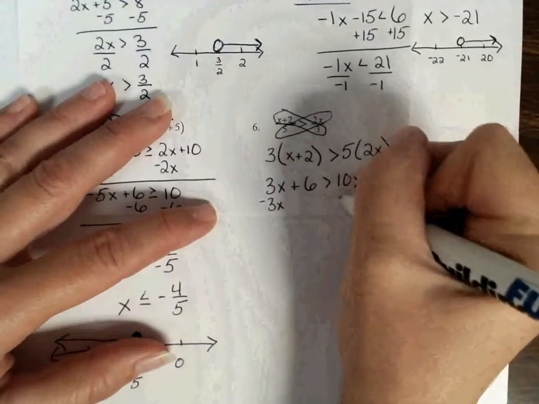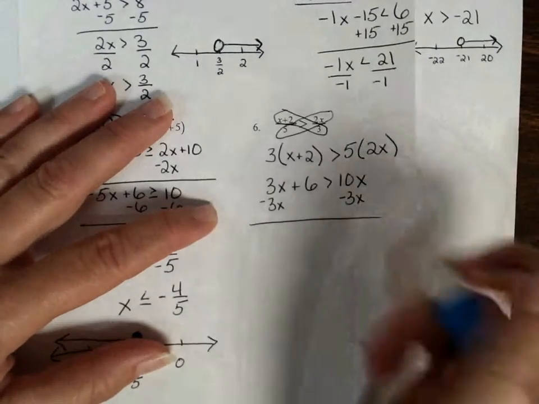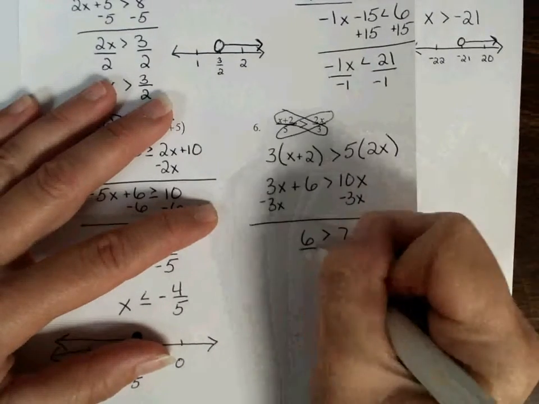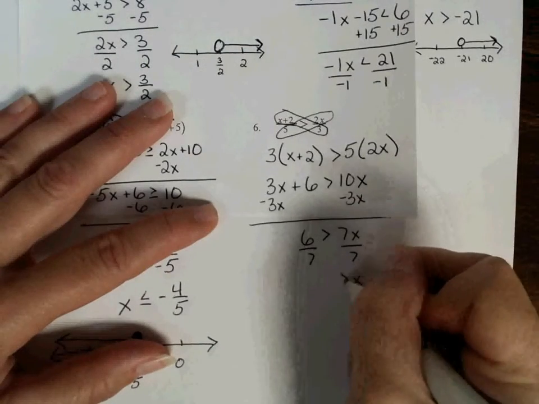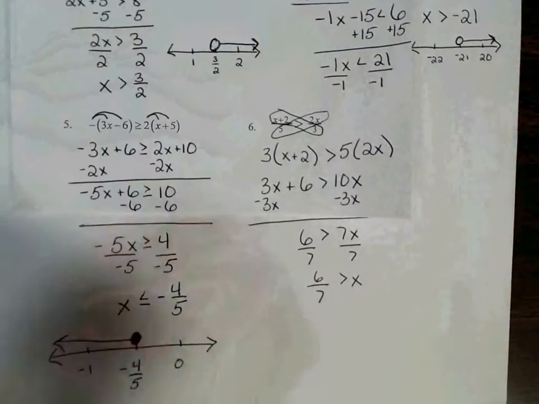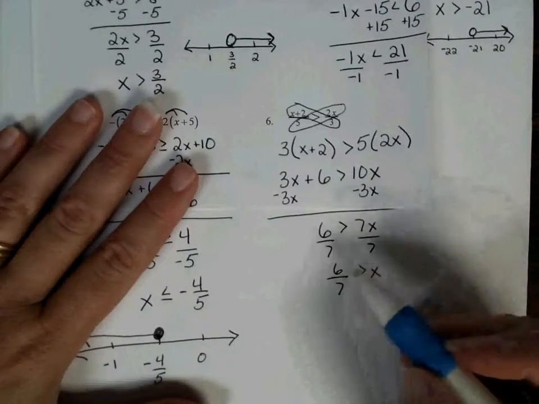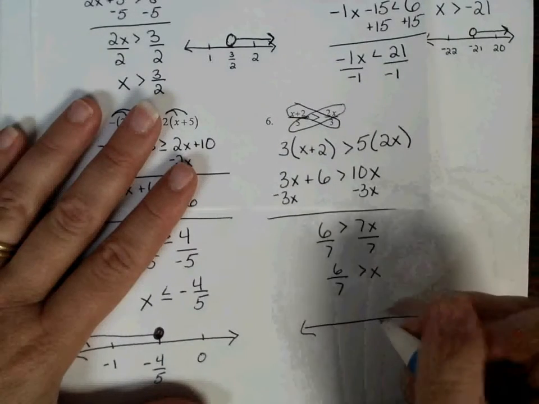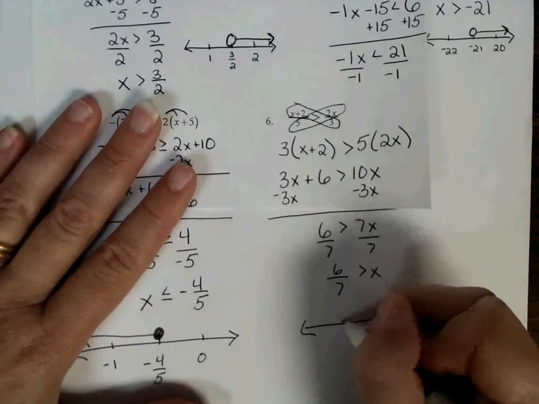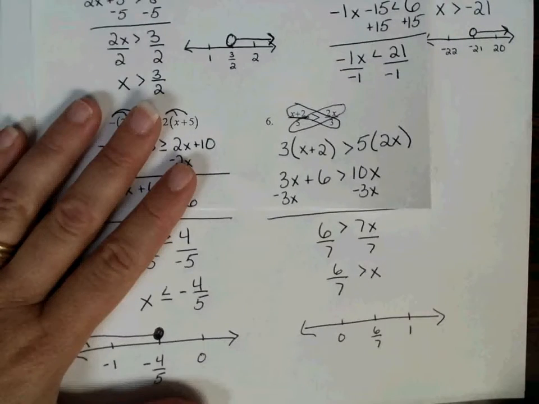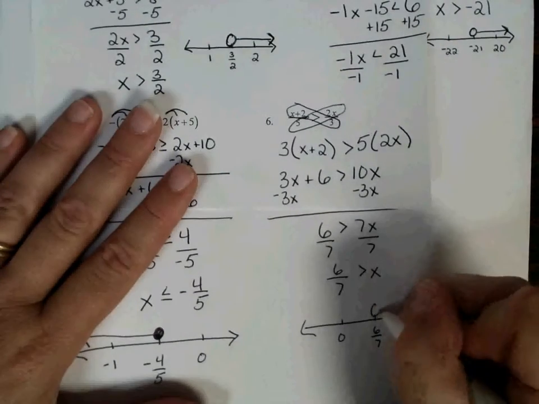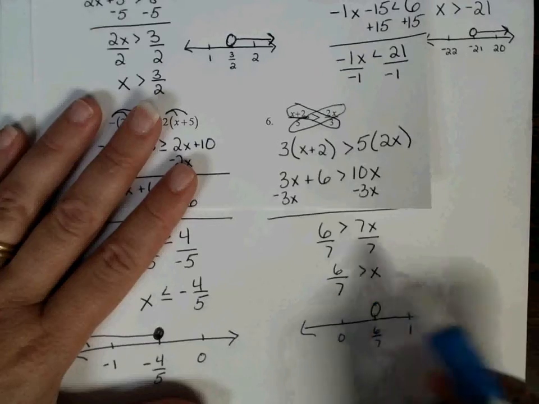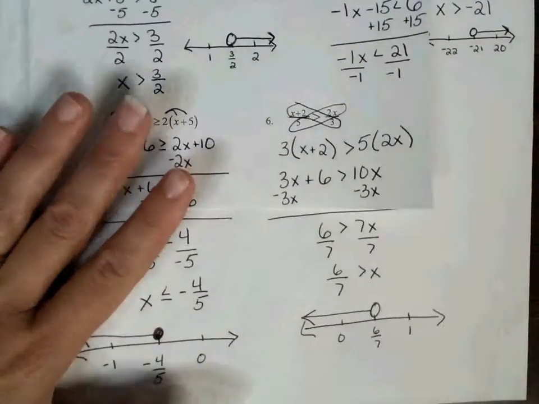I'm going to take my variable to the right this time just so we can discuss what happens if that's the case. So 6 is greater than 7x, and divide by 7. Don't flip the sign because you're not dividing by a negative. Now, I have 6/7 is greater than x. So on a number line, here's my 6/7. It's going to be an open circle. And then because the variable's on the right side, you shade the opposite way this is pointing. So I would shade to the left.